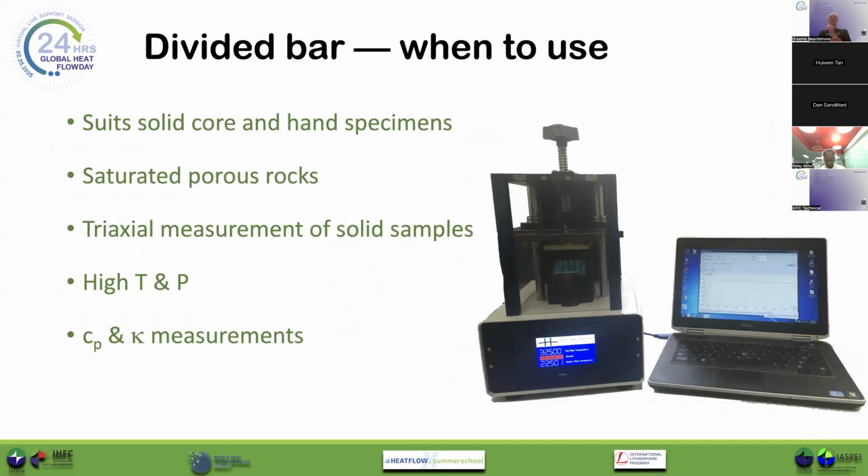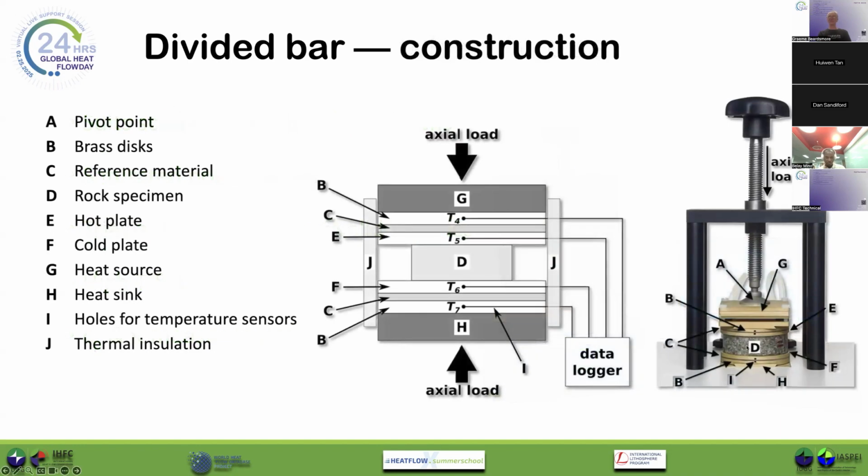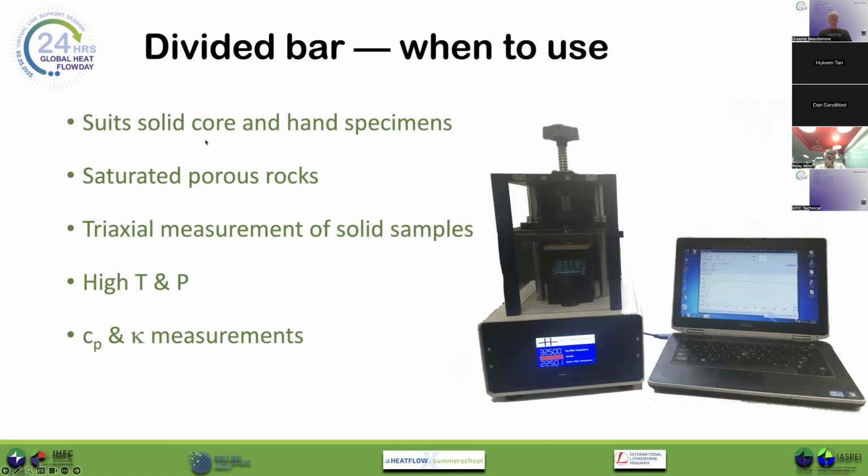So divider bars suit solid core samples and hand specimens because the samples need to sit between the solid plates and have a retaining pressure on them to maintain that axial flow of heat from the heat source down to the heat sink. They suit good, solid, competent samples that can be cut and polished and held under pressure in a device like this. So solid core and hand specimens ideally.